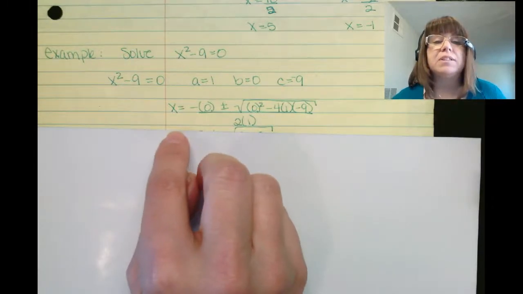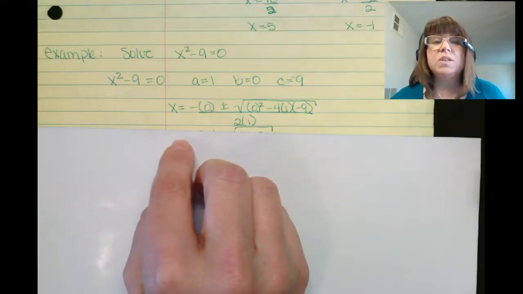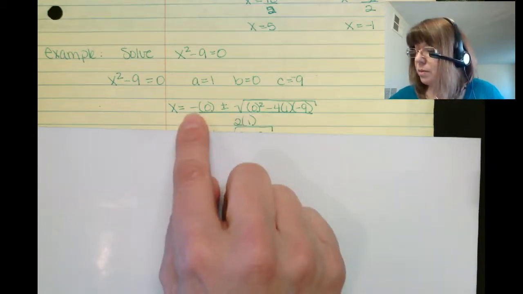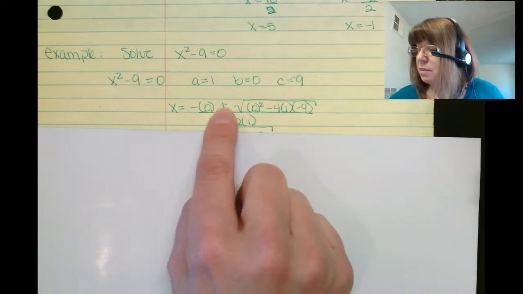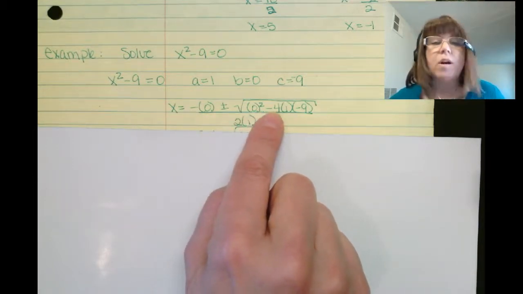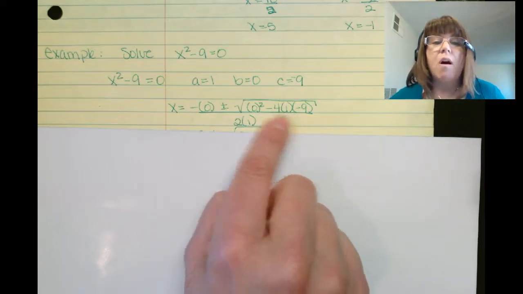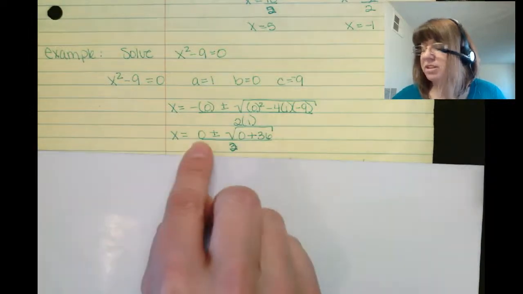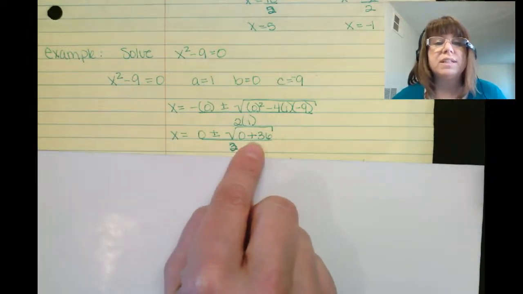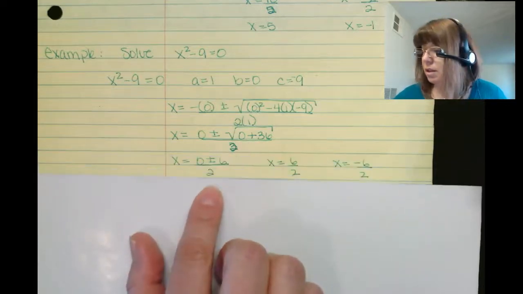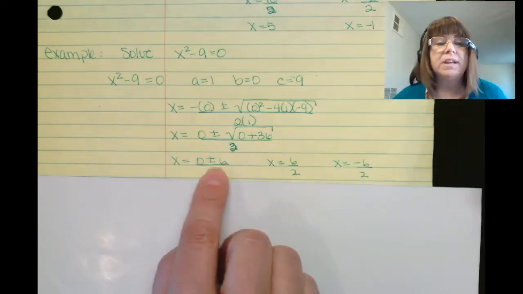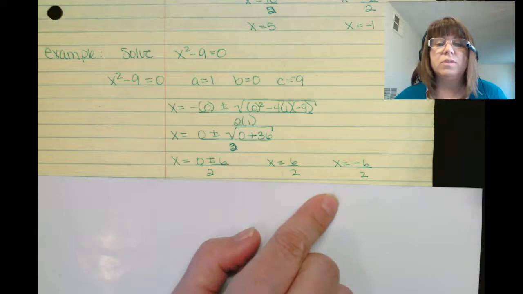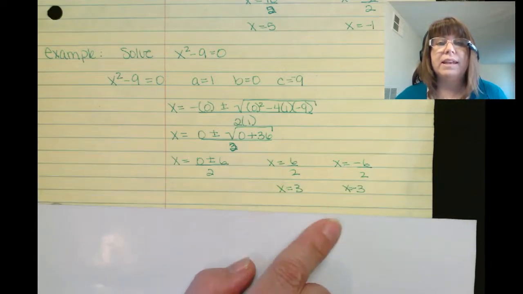Remember, it's negative b plus or minus the square root of b squared minus 4ac all over 2a. So x equals 0 plus or minus the square root of 0 minus 4 times 1 times negative 9 all over 2 times 1. That gives me 0 plus or minus the square root of 0 plus 36 all over 2. That gives me 0 plus or minus 6 all over 2. Well, that's really 6 over 2 and negative 6 over 2, which our answers are 3 and negative 3.